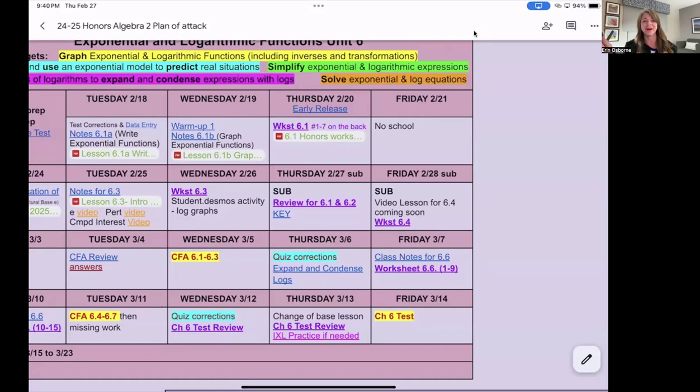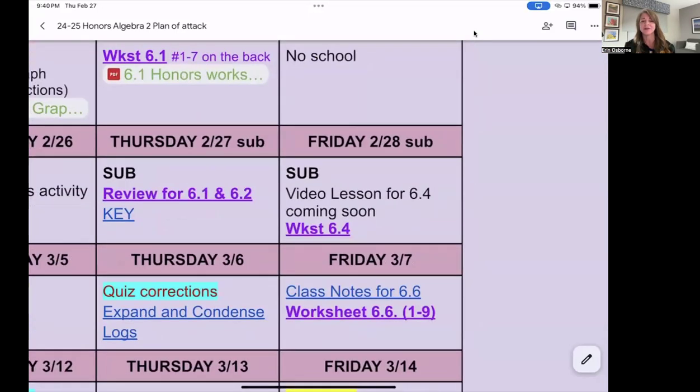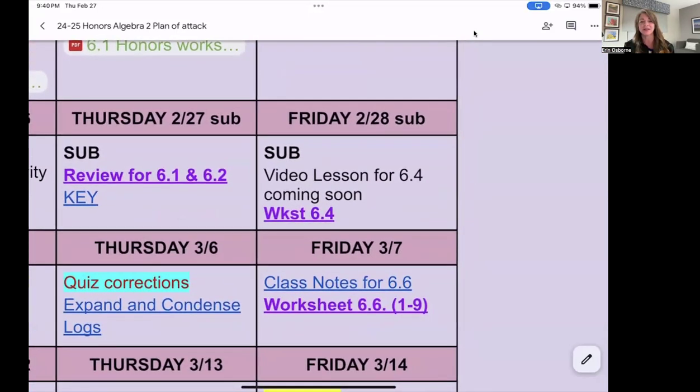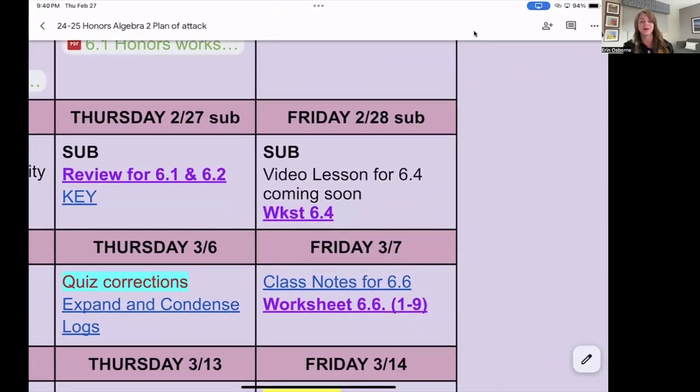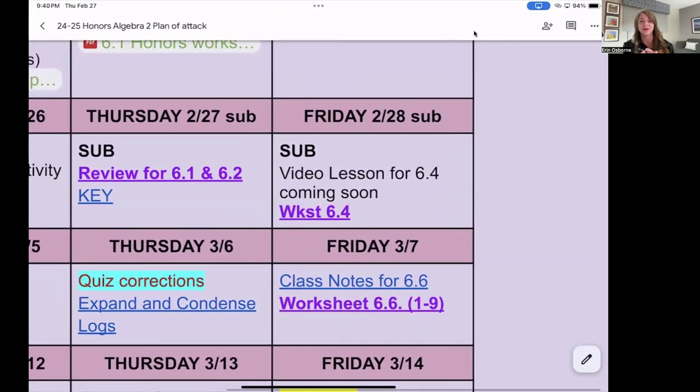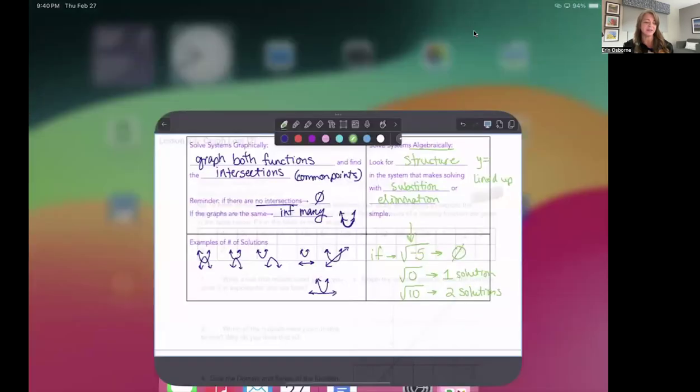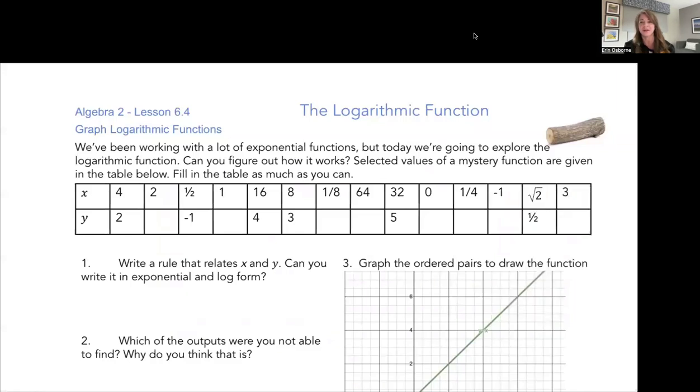Anyway, I'm going to do your quick video lesson on graphing logs. I have your plan of attack pulled up right now, because I will also post a link to our notes as soon as I get done writing on them. Then I want you to work on worksheet 6.4. Press pause on the video if you need to switch and get to this page of notes on logarithms.